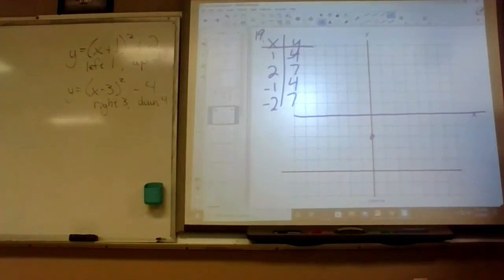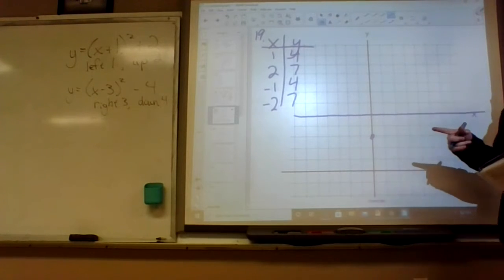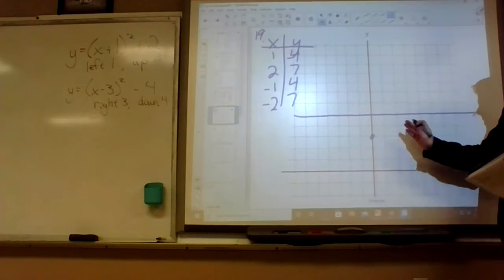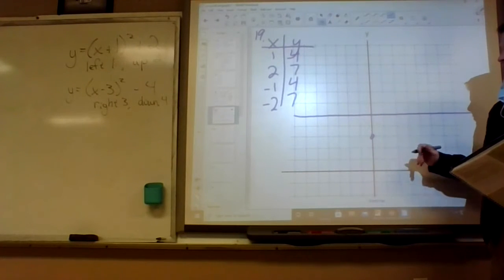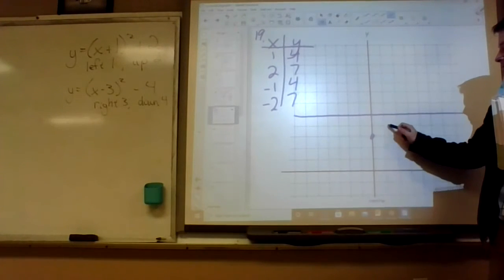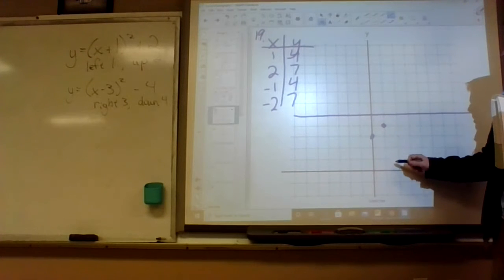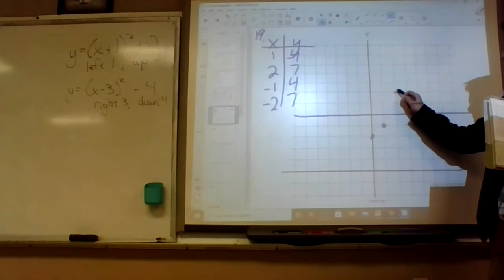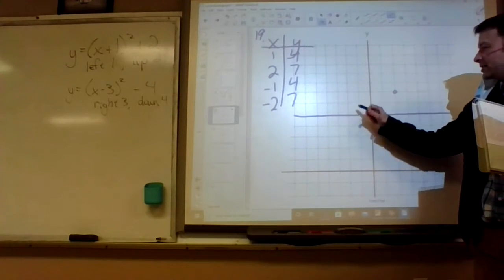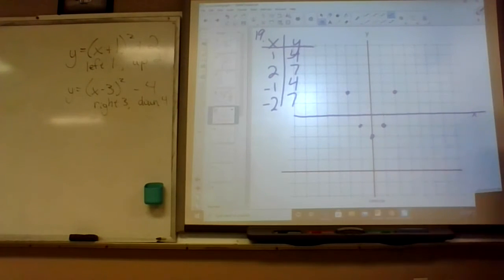That only happens if you choose x values around the vertex, because it should be symmetrical, the same on left and right. If you choose x values that are the same distance on left and right, the y values will be the same. So (1, 4) is right there, and (2, 7): 2, 3, 4, 5, 6, 7 is right there. You can just match it on the other side.